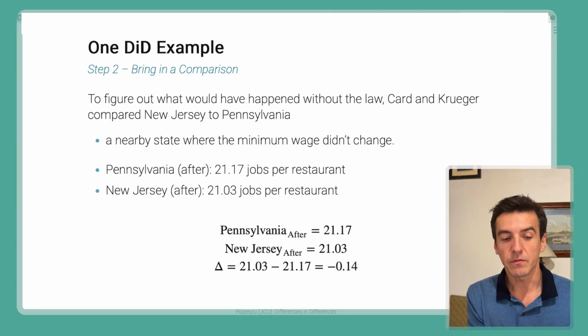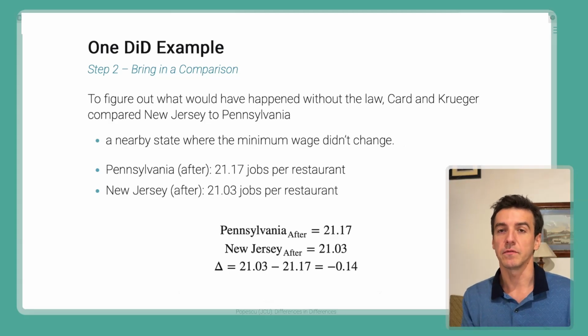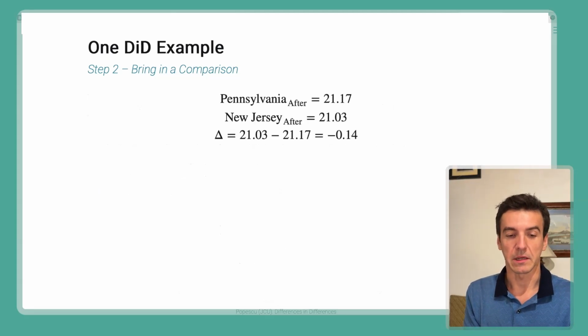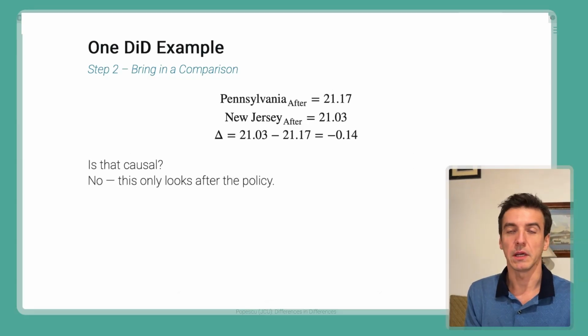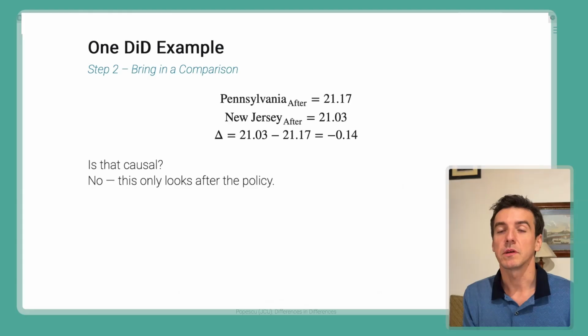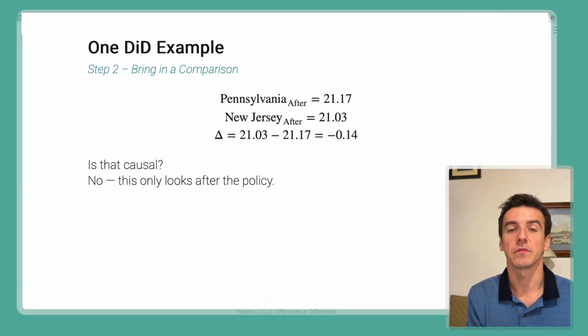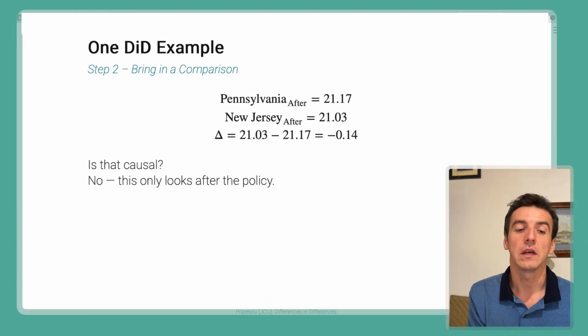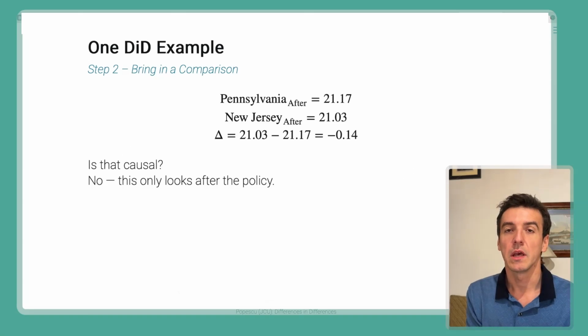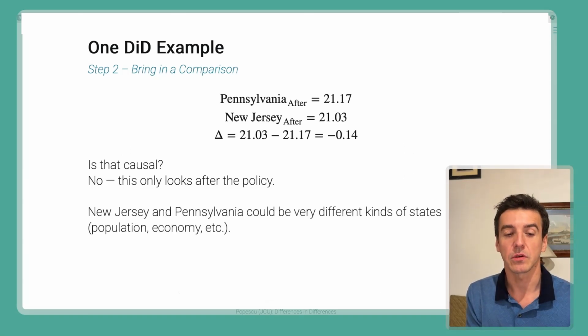So if we look at the difference between New Jersey and Pennsylvania in the period after the implementation of the minimum wage policy in New Jersey, we get a difference of negative 0.14. So here too, we might be asking the question whether this is causal. The fact that there is a difference between Pennsylvania and New Jersey in the aftermath of the implementation of the minimum wage policy, can we look at this as causal? And the answer is no, because we're only looking at the effect after the policy.